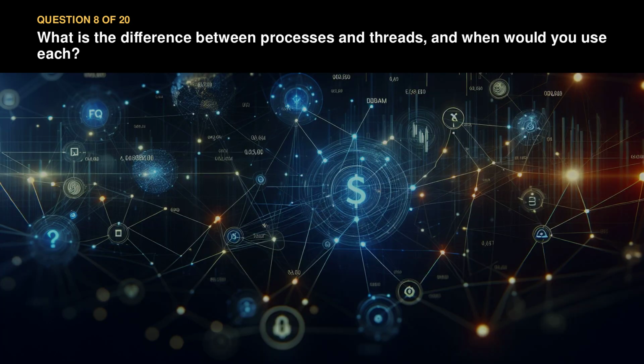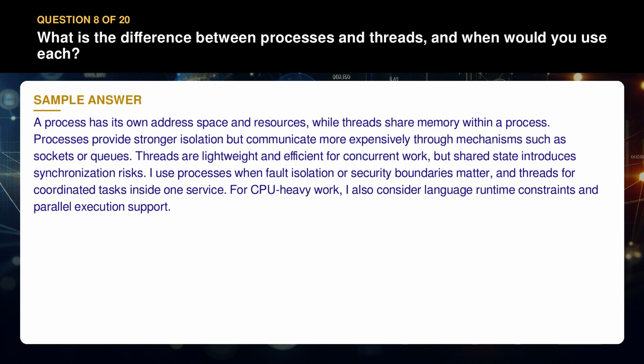Question 8. What is the difference between processes and threads, and when would you use each? A process has its own address space and resources, while threads share memory within a process. Processes provide stronger isolation but communicate more expensively through mechanisms such as sockets or queues. Threads are lightweight and efficient for concurrent work, but shared state introduces synchronization risks.